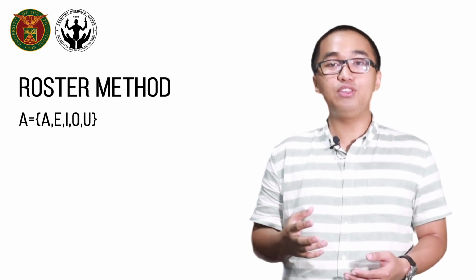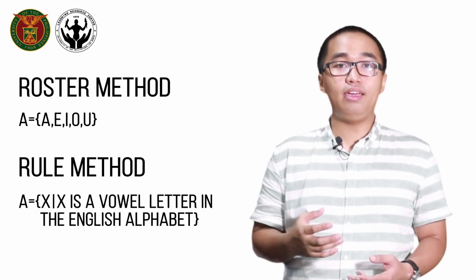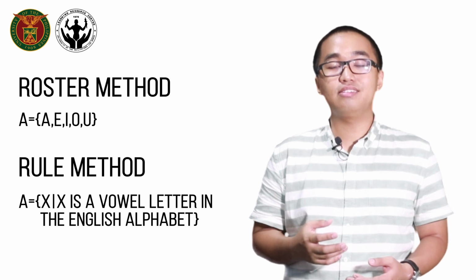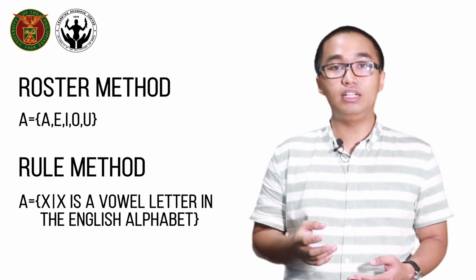Again, if you use the roster method, it will be A equals the set containing A, E, I, O, and U. And if you use the rule method, it will be A equals the set of x such that x is a vowel letter in the English alphabet.